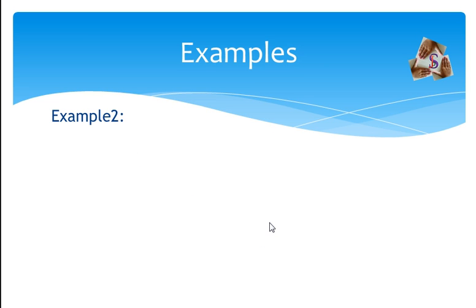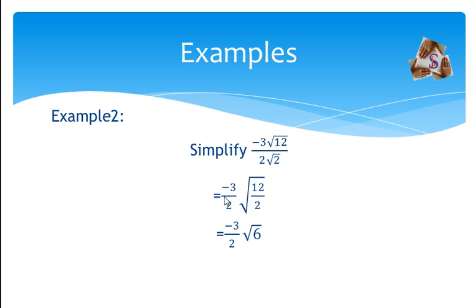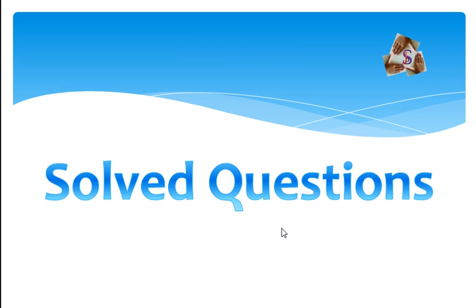Next example, simplify minus 3 root 12 divided by 2 root 2. So we take the coefficients separately and radicals separately. So minus 3 by 2 into root of 12 by 2. That's minus 3 by 2. Root of 12 by 2 is 6. So that's minus 3 by 2 root 6. Now proceeding on to our solved questions.